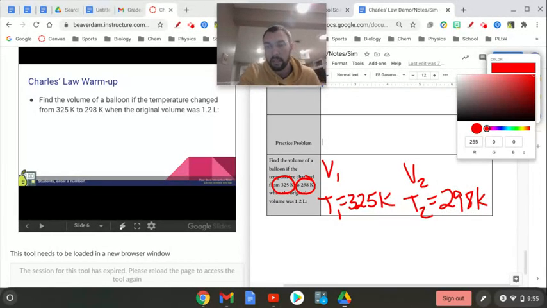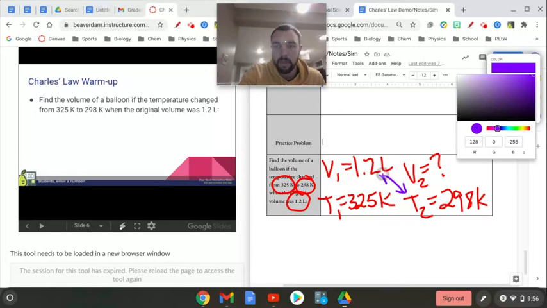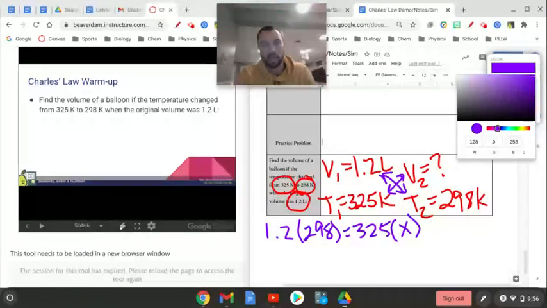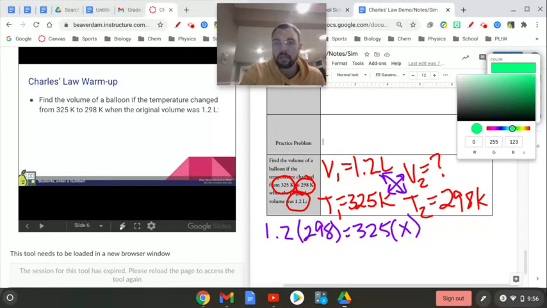Okay, so what that tells me is if the temperature dropped, the volume should drop. Let's check that out. The original volume was 1.2 liters. So volume 2 should end up being less than 1.2. Now, next step, cross multiply. So 1.2 times 298 equals 325 times our X, question mark, V2, whatever you want to call it. Okay, what's our next step, Mr. Ziegler? Great question. We're going to divide by 325.